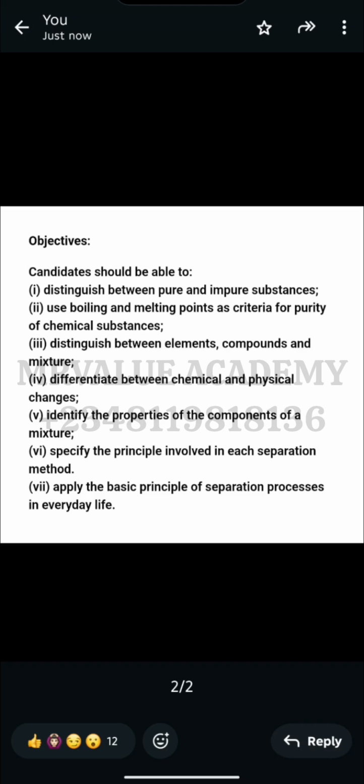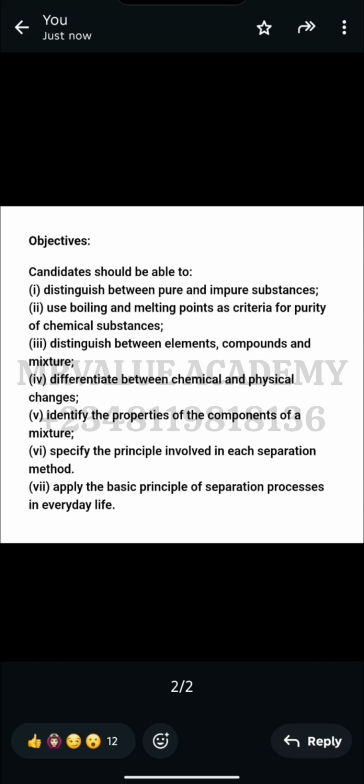So now, moving on. The next separation method is sublimation. Sublimation is when you want to separate solutes that can sublime. So when you say something can sublime, it means it moves from solid to gas. So when something moves from solid to gas, you say it has undergone sublimation.